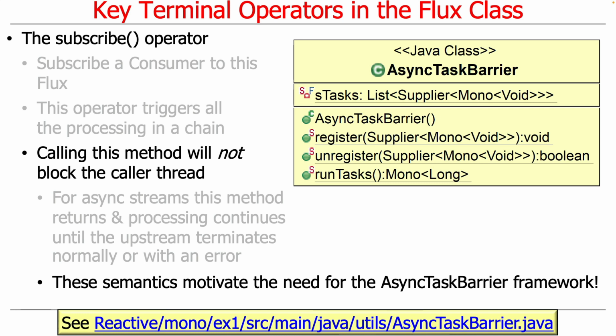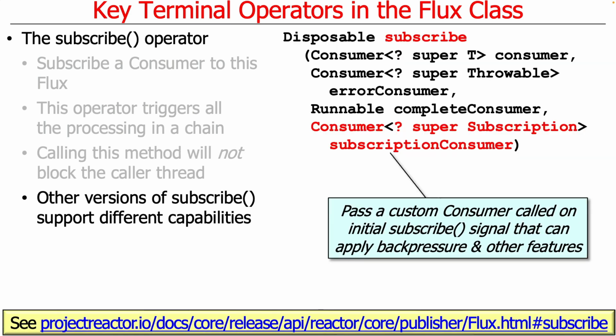Async task barrier is what we can use to wait for a bunch of asynchronous things to finish without having to block each of the asynchronous operations from running concurrently. So that's one of the motivations. There's other ways to deal with this as well, but this is a common one.